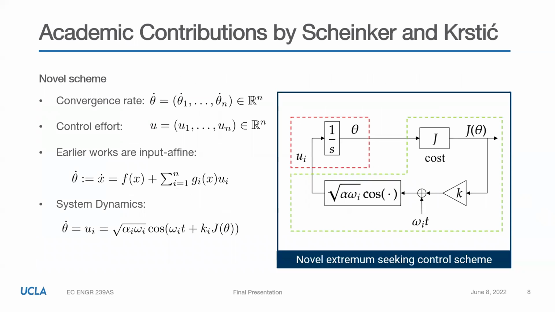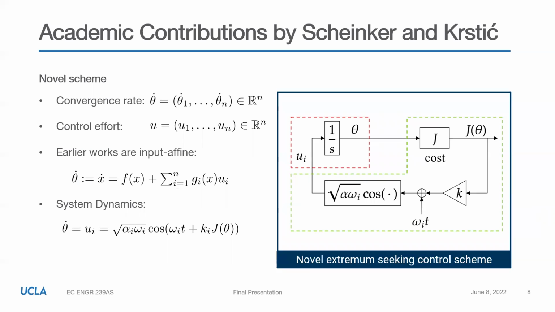Departing from the general scheme, Schenker and Krstic, who are the authors of the paper reviewed in this presentation, develop a novel extremum-seeking control scheme shown to the right, where J is combined within the argument of sine and cosine functions. This scheme is developed to address the uncertainty of convergence rate theta dot and control effort U that remains in all other extremum-seeking schemes as J enters the feedback loop in a defined way.